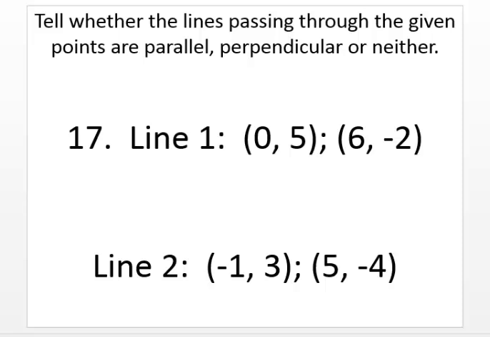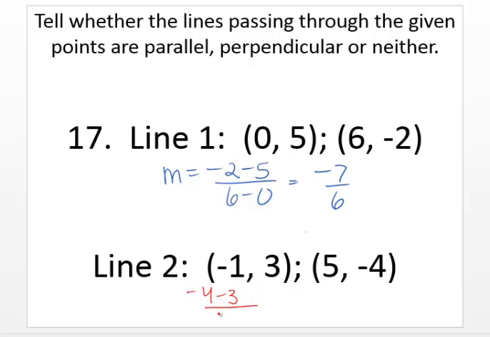Go ahead and pause the video and see if you can come up with the slopes on your own. Alright, the slope on the first one should be negative 2 minus 5 over 6 minus 0, which is negative 7/6. And down here on my second line, I have negative 4 minus 3 over 5 minus negative 1. This gives me negative 7 over 6. I've got the same slope, so these are parallel lines.